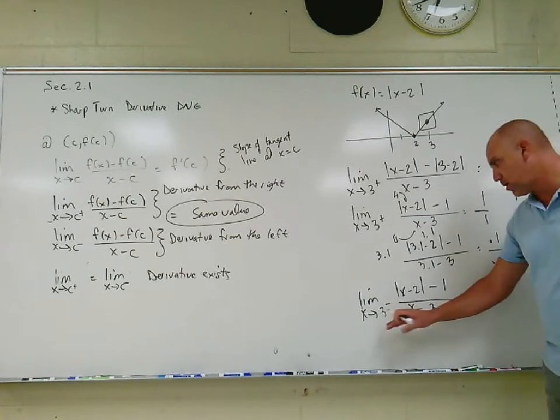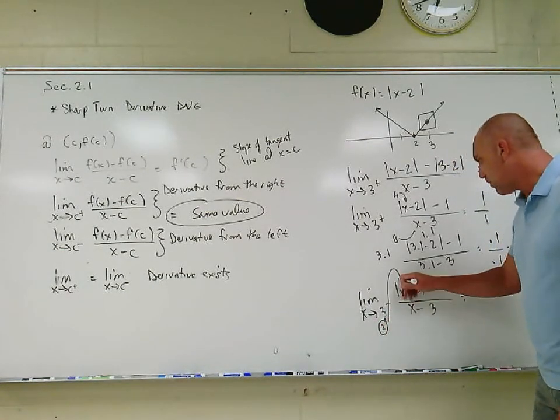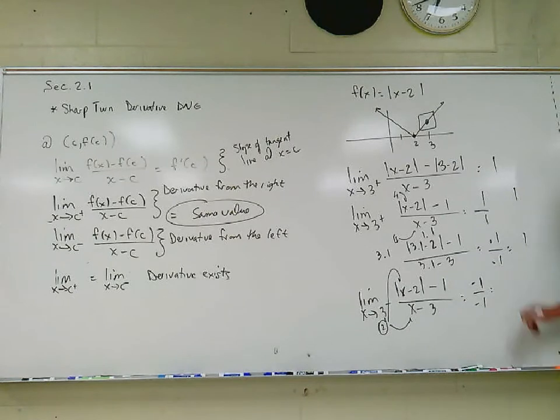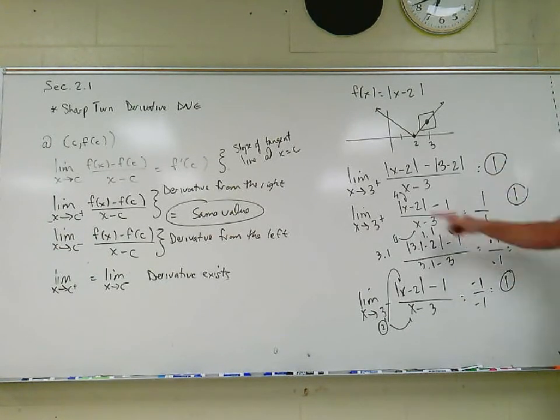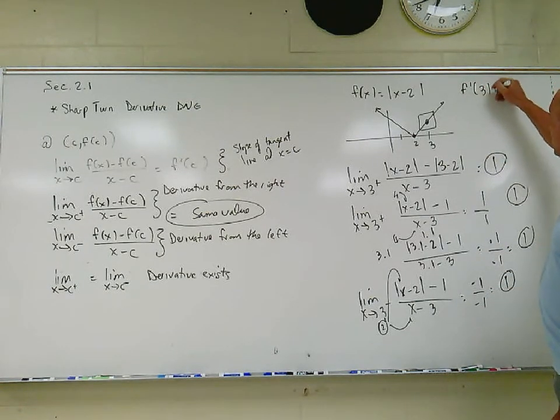So now I'll plug in a 2 because 2 is left of 3. If I plug in a 2, the top becomes -1, the bottom becomes -1, and a negative over a negative is a positive 1. So no matter what, whether I approach 3 from the right or I approach 3 from the left, I get a 1. Okay? So that means that f prime of 3 is equal to 1.